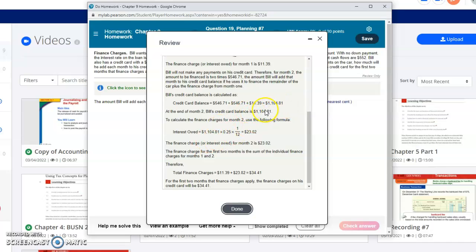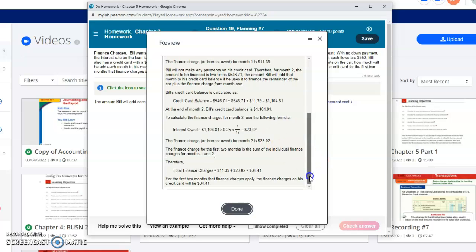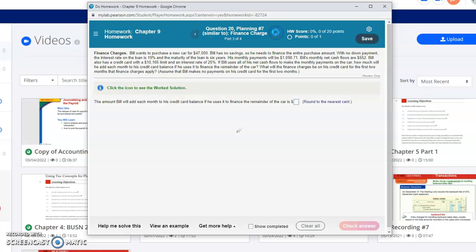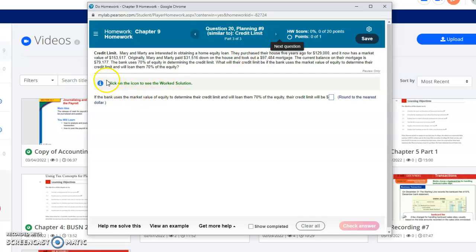Going into month 2, you use what you ended with for month 1 times the interest times 1 divided by 12, which gives you the interest for month 2, and then you would add the interest for both months. So just make sure you're reading the questions carefully when you're calculating for these.